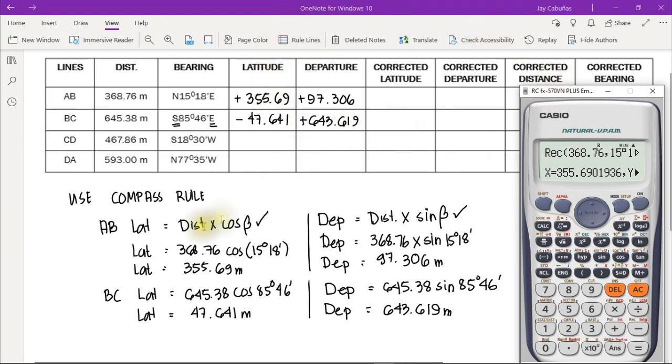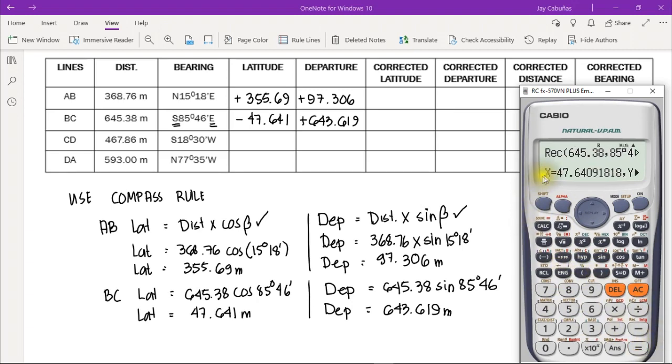So again, you can go directly using your calculator or by using this formula here. But to make it simpler and shorter, we use the calculator instead. Now for line BC, let's try to check it using your calculator. So we have shift, then rectangle, the negative sign, then you have 645.38, then comma, then 85 degrees 46 minutes, that is the bearing of BC.